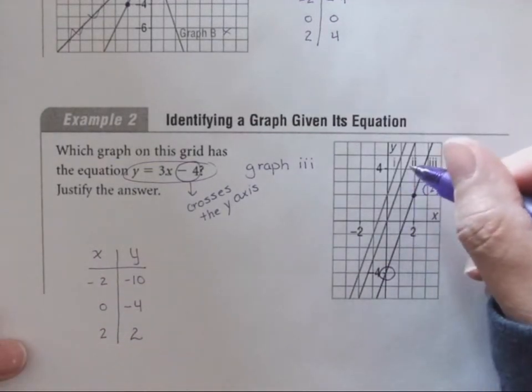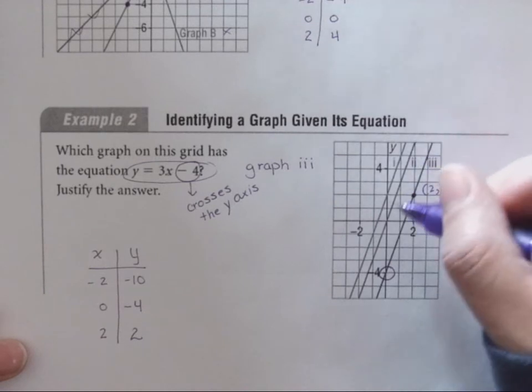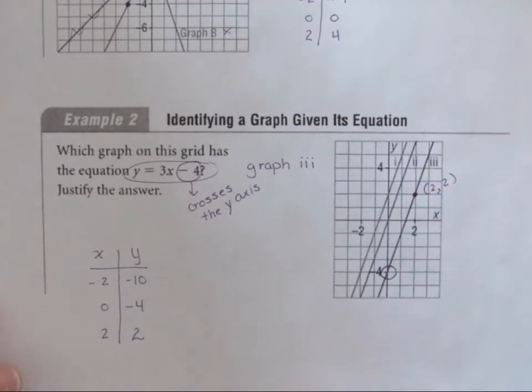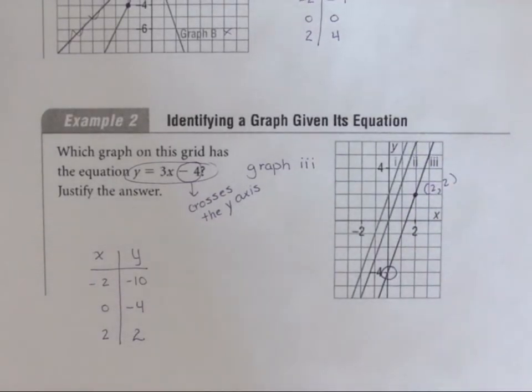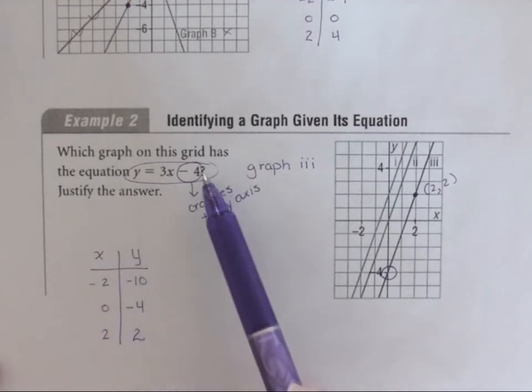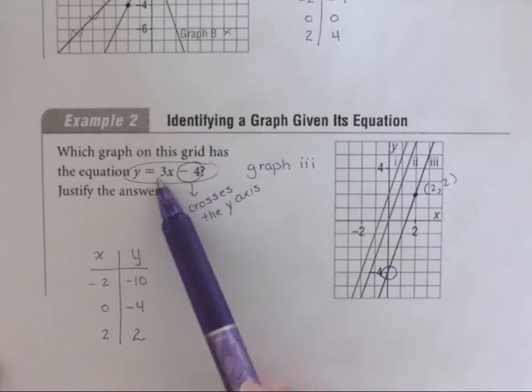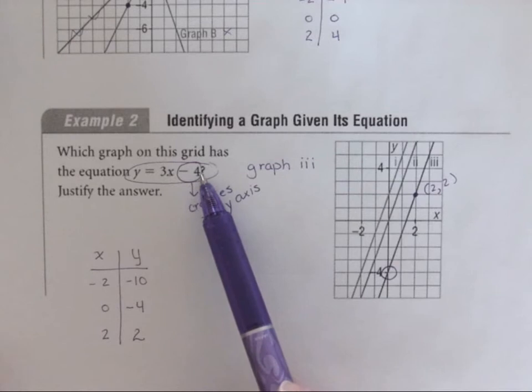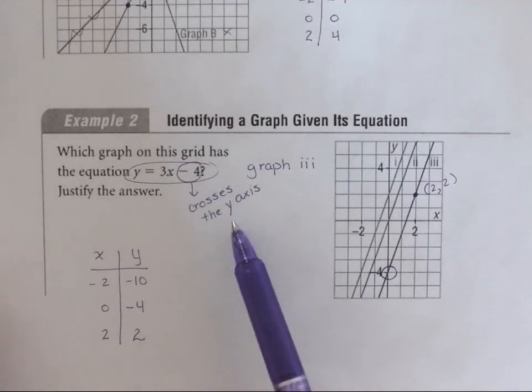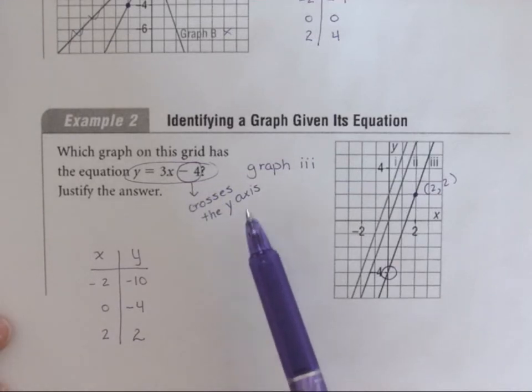This graph here at 2 was way off the graph. This graph here at 2 is way off the graph. So graph 3 is the only one that matches my table of values. But I knew this before I even did my table of values because of this number right here. This, not the one with the x, just the constant. The constant tells you where it crosses the y-axis.